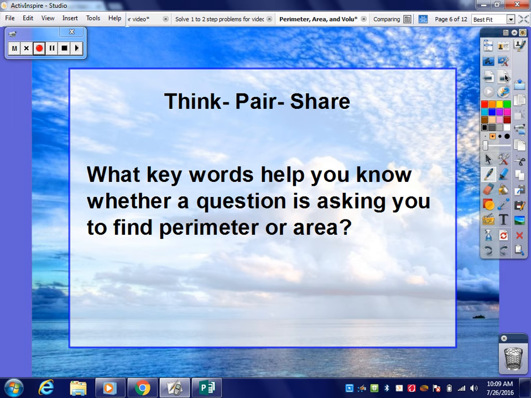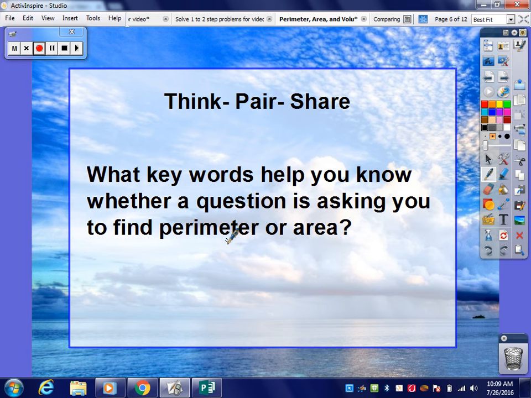Table 4. Ashley, will you tell me what keyword you came up with to help you know that it's looking for the perimeter? Around. Do we all agree if you're talking about around, it could be the perimeter? Good.